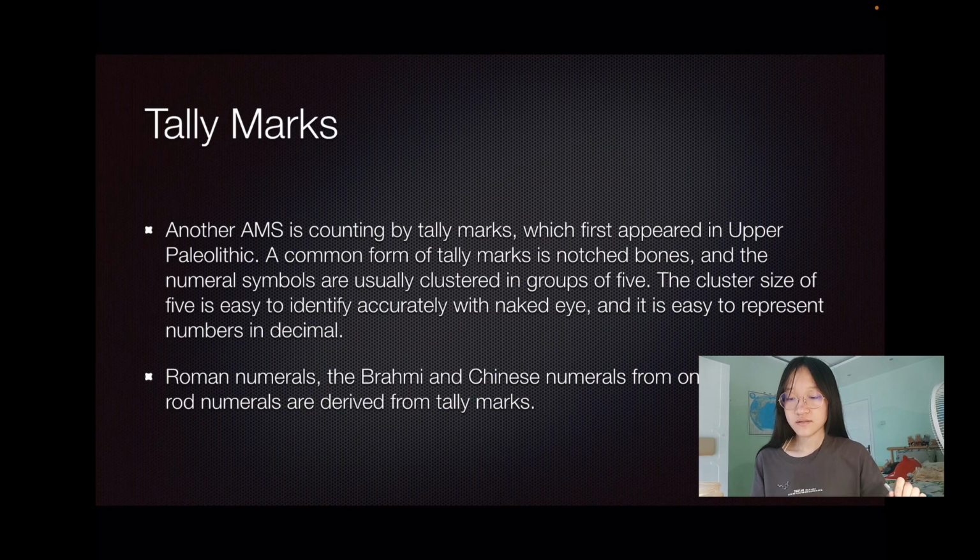And another AMS, which came in later, is counting by tally marks, which first appeared in the Upper Paleolithic. A common form of tally marks is notched bones, and the numeral symbols are usually clustered in groups of 5. The cluster size of 5 is easy to identify accurately with the naked eye, and it is easy to represent numbers in decimal.